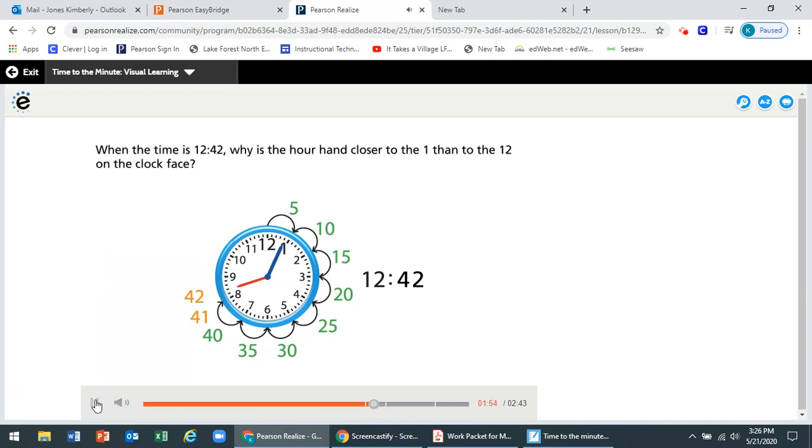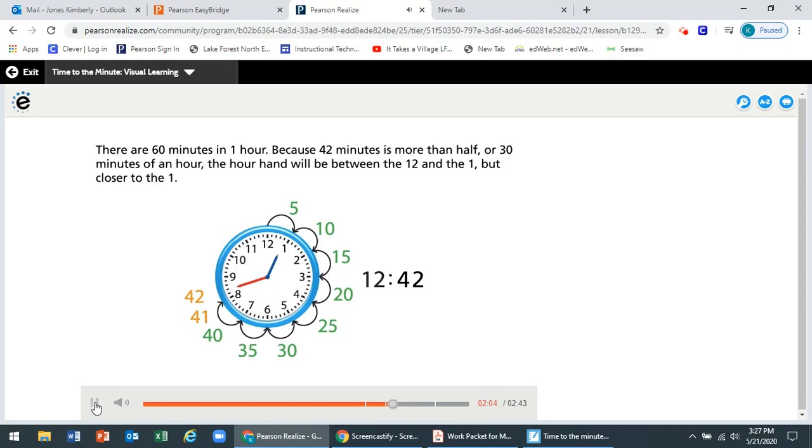When the time is 12:42, why is the hour hand closer to the 1 than to the 12 on the clock face? What do you know is true about the hands as time moves on? Do the hands stay in one place until it gets to the new hour? Correct. They do not stay in one place. They actually slowly move throughout the day as time goes on.